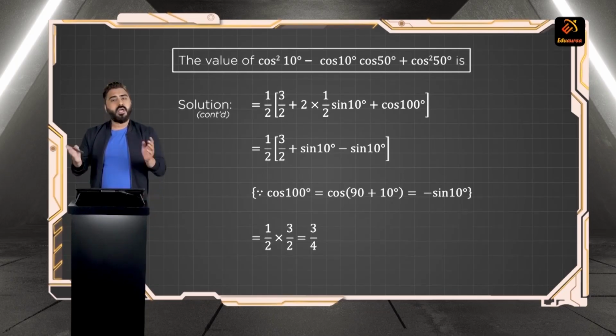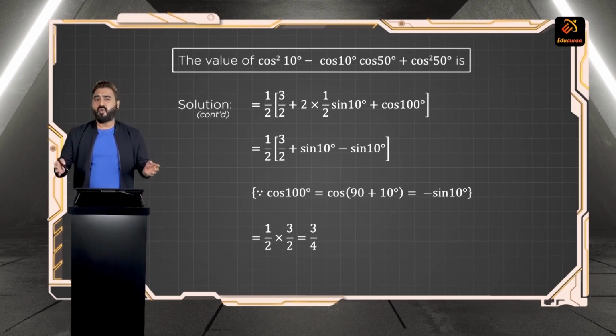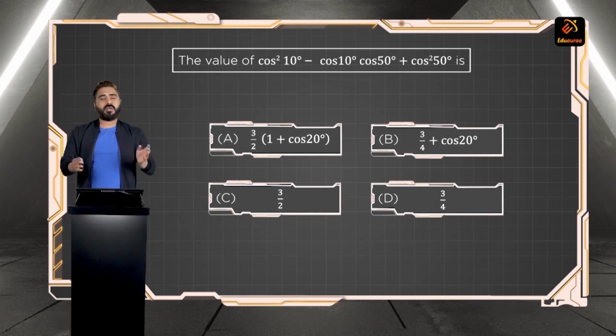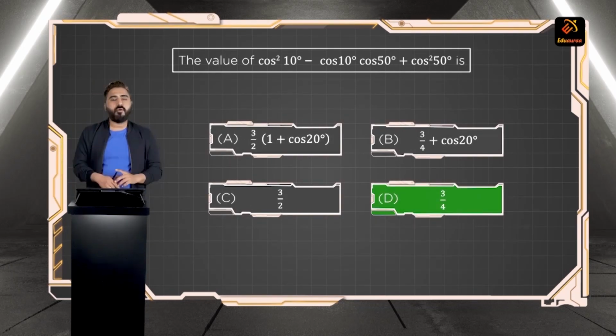So students, if the answer is 3 by 4, what is the correct option for that? So the correct option is nothing but option D. And this is how we solve our sum.